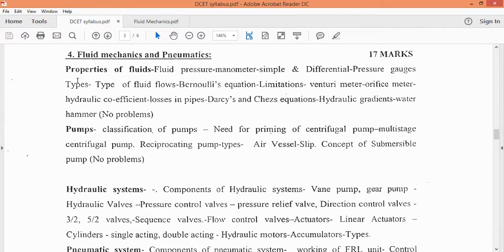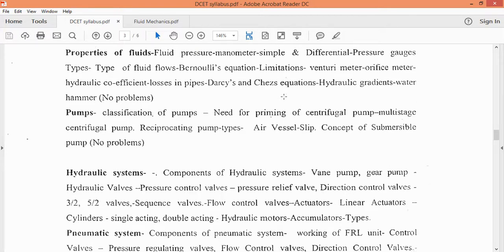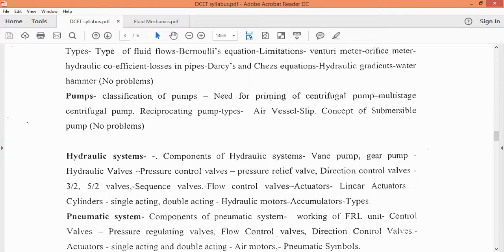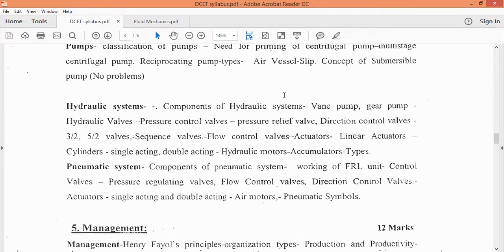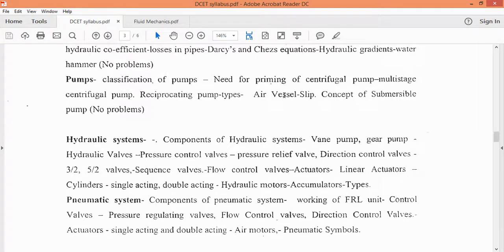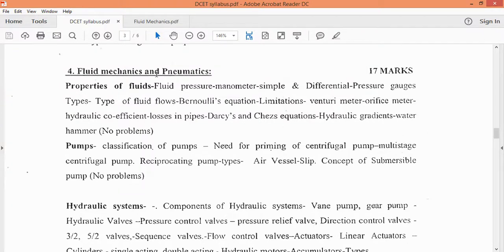Initially, we have properties of fluids, manometers, differential manometers, means the pressure gauges, different types of flows, Bernoulli's equation, different flow measuring devices like venturimeter, orifice meter, hydraulic coefficients, Darcy-Weisbach equation, Chezy's equation, hydraulic gradients, then the pumps, reciprocating pump, centrifugal pump, hydraulic systems, and pneumatic systems. In this chapter I am going to discuss this much content.